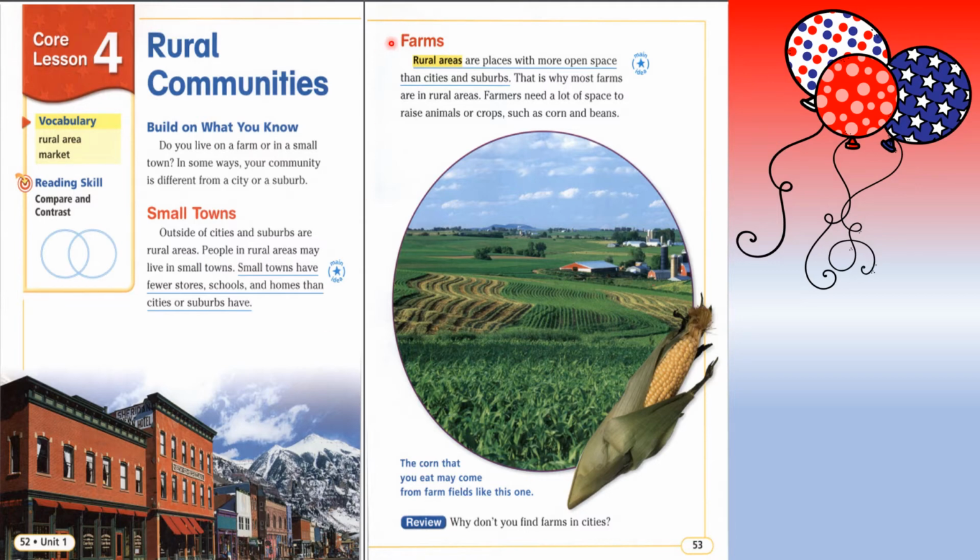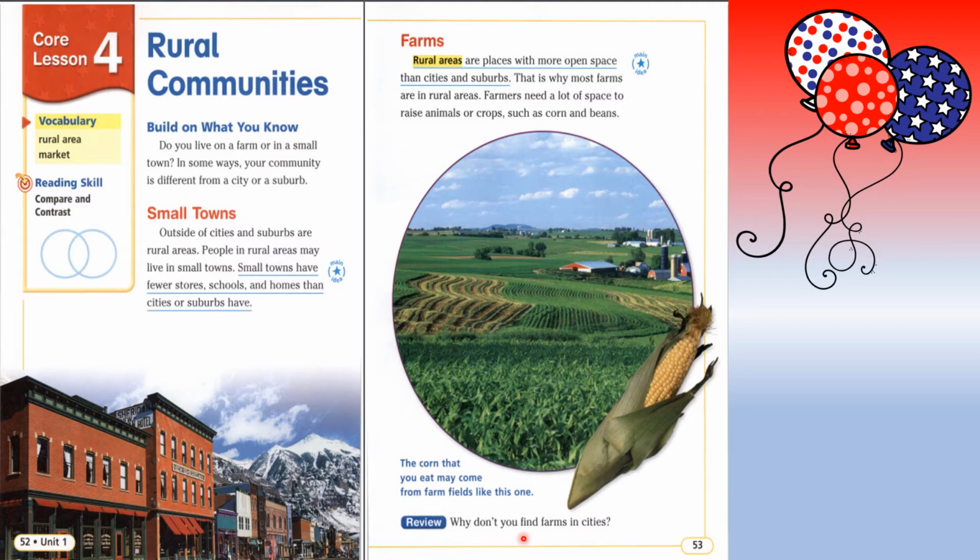Farms. Rural areas are places with more open space than cities and suburbs. That is why most farmers are in the rural areas. Farmers need a lot of space to raise animals or crops such as corn and beans. Let's look at this picture, boys and girls. You can see how open the area is. There's not a lot of houses or buildings. It's just farmland with, here it looks like corn. It says the corn that you eat may come from a farm field like this one.